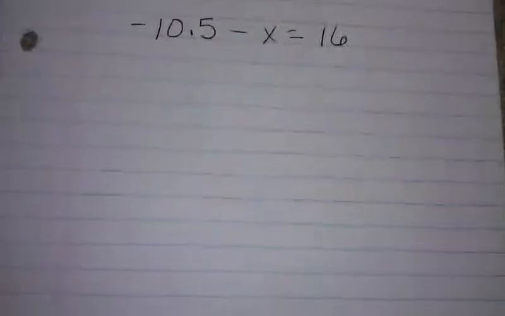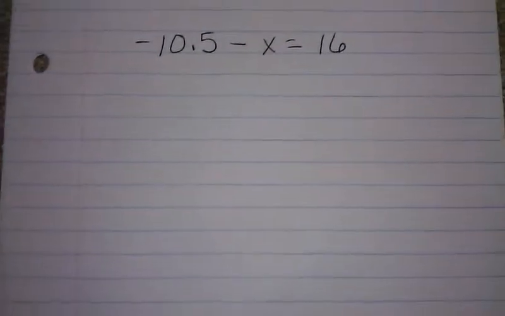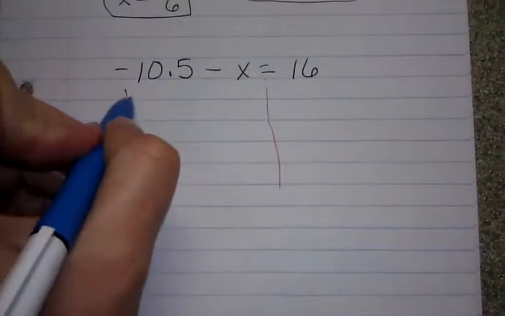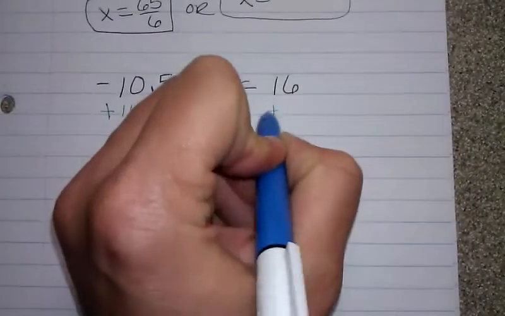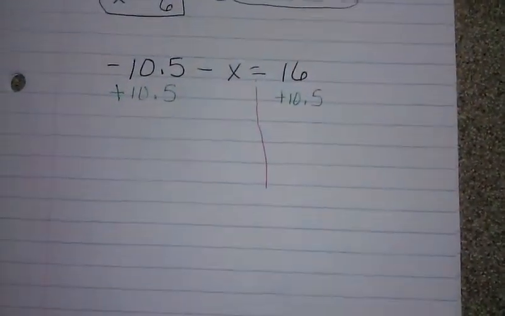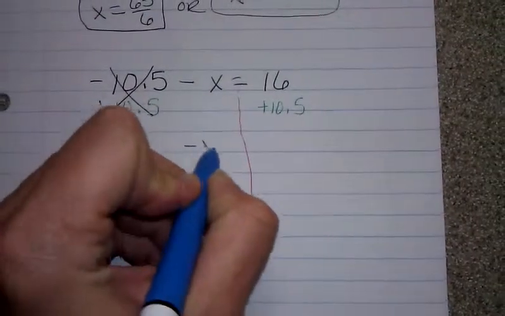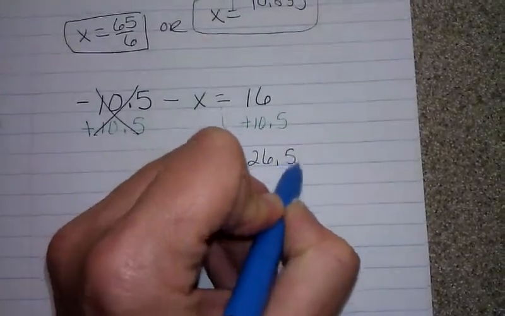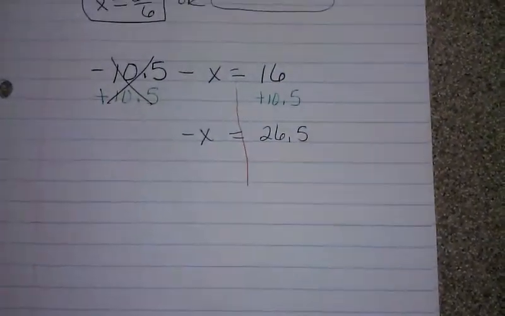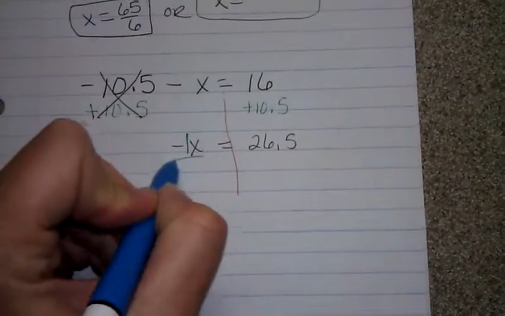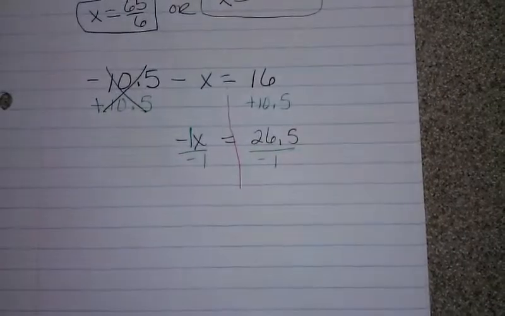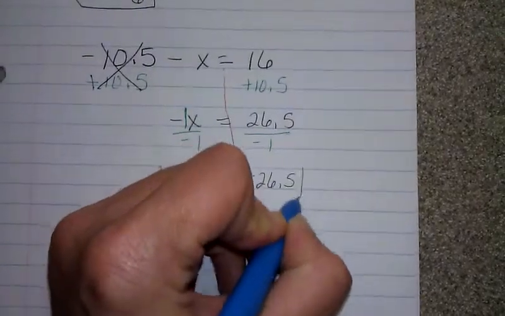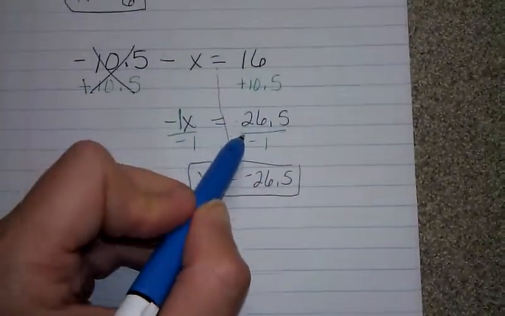Next one, pause the video, come back and see how you did. Draw my dotted line right here. I'm going to add 10.5 to each side. These cancel. I get negative x equals 16 plus 10.5 is 26.5. But see, I have a negative x. Remember, I told you you can't leave it like that. So this is a negative 1. So you have to divide both sides by negative 1. And I have x equals negative 26.5. Because a positive divided by negative is a negative.